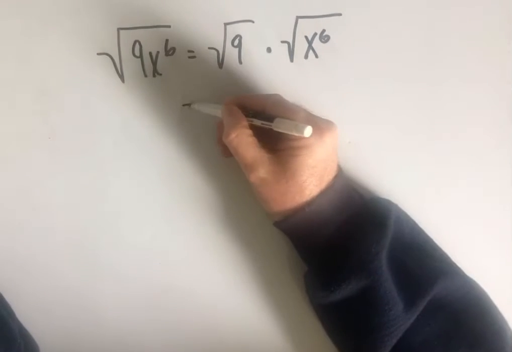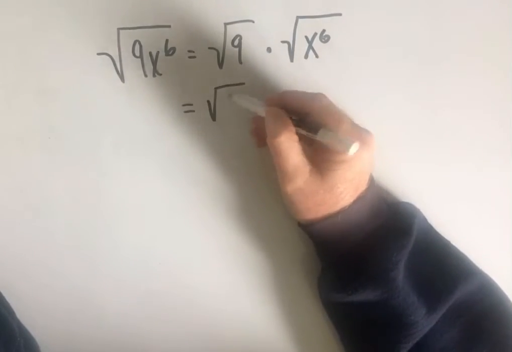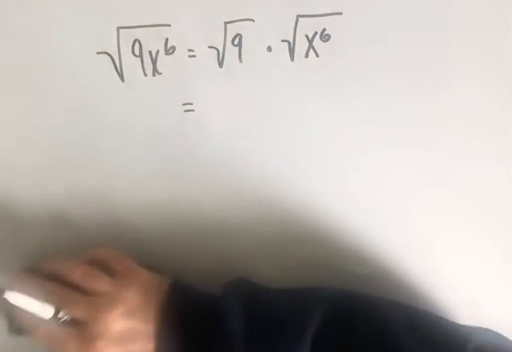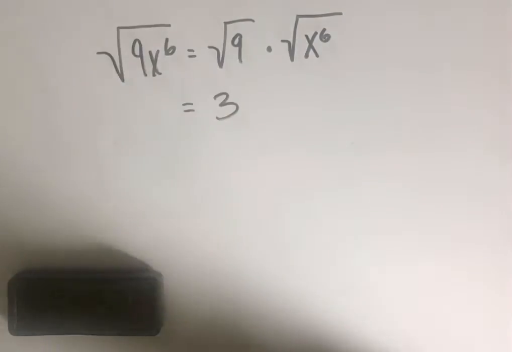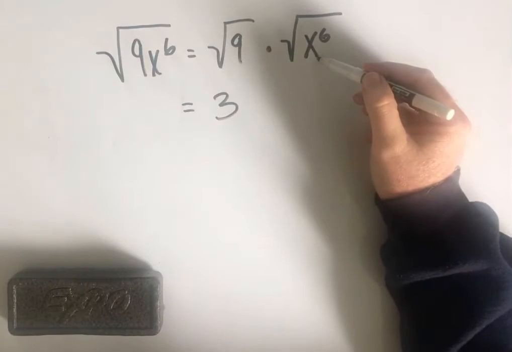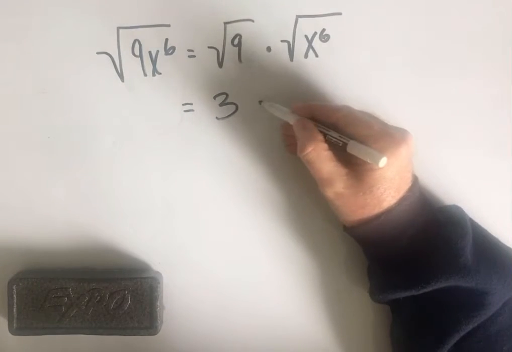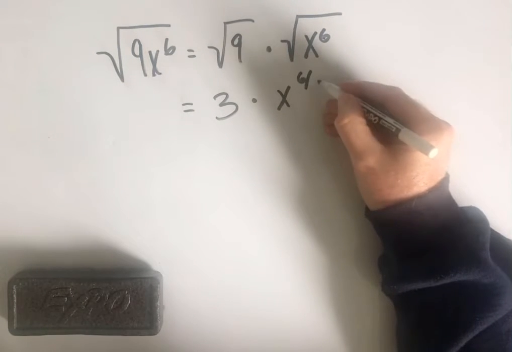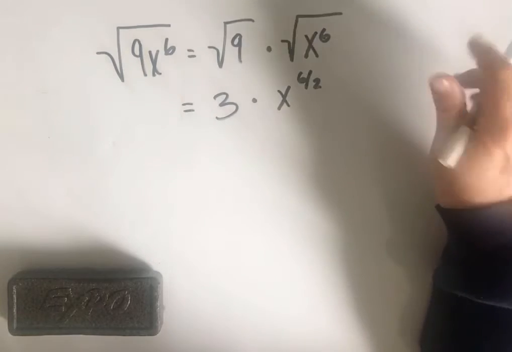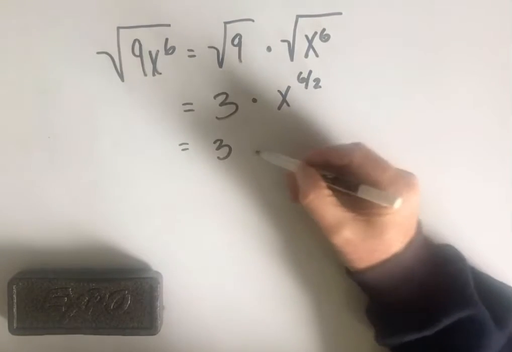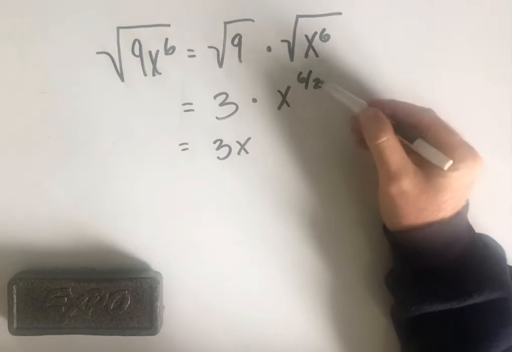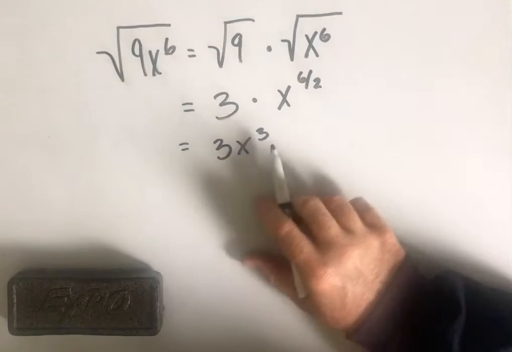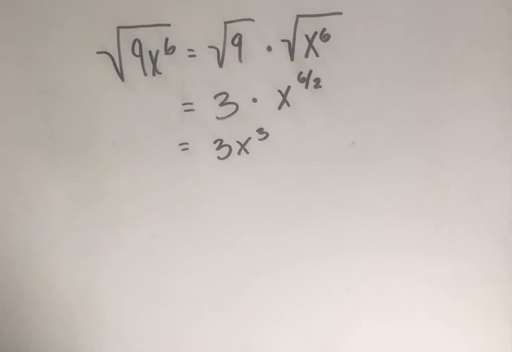Well, we already know the square root of 9, right? That is 3. Now we need to find the square root of x to the 6th. Isn't that x to the 6 divided by 2? So therefore, this is 3 times x. 6 divided by 2 is 3. So it is 3x to the 3rd power.